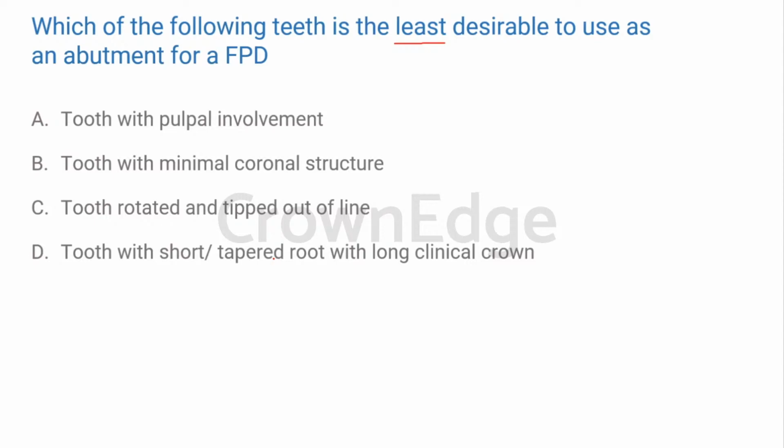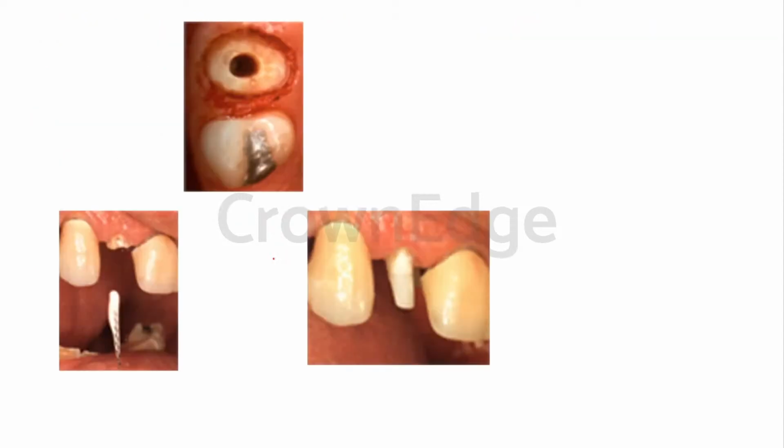Okay, so before I answer this question, in case I have a tooth with a pulpal involvement, what do I do for a pulpally involved tooth? I do something called an RCT. So once I do an RCT, if the tooth has a very good tooth structure remaining, right, I can always go ahead and treat the tooth with an RCT and give a crown. If it does not have enough coronal structure, I do something called a post and a core.